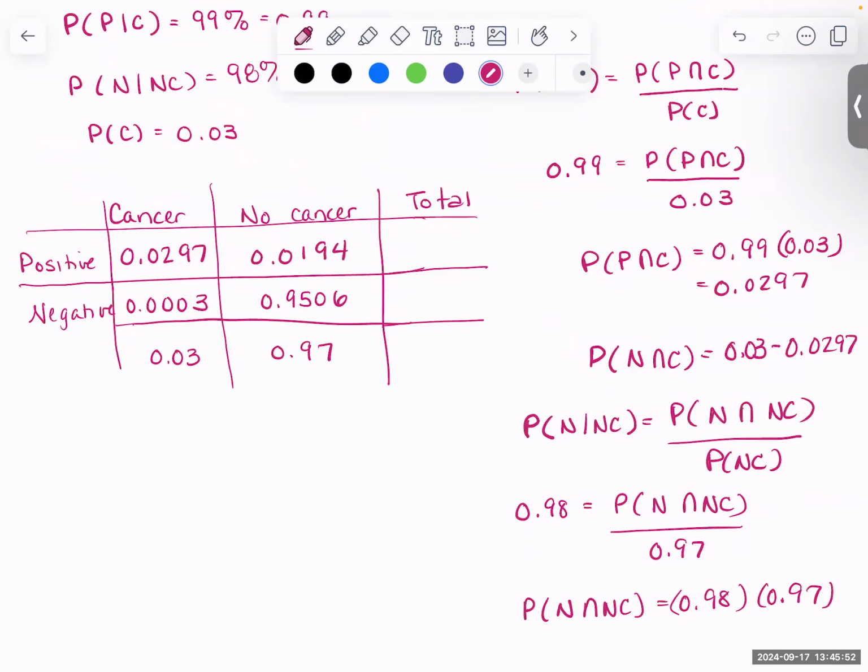Okay, and now I have all the cells populated, so I can add across to get the row totals. So the positive row would be 0.0297 plus 0.0194. And my handy dandy calculator says that's 0.0491. And then I'm going to add the second row, 0.0003 and the 0.9506. And my handy dandy calculator says that is 0.9509.